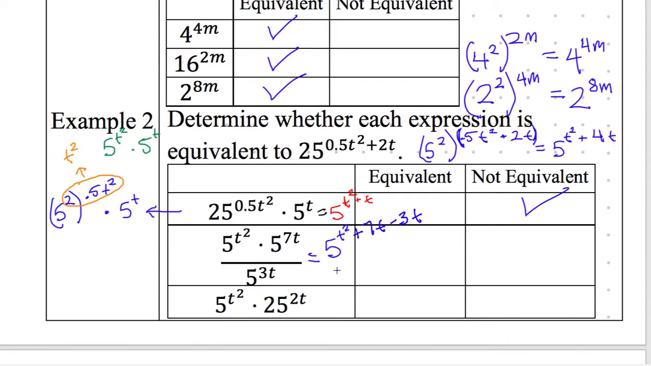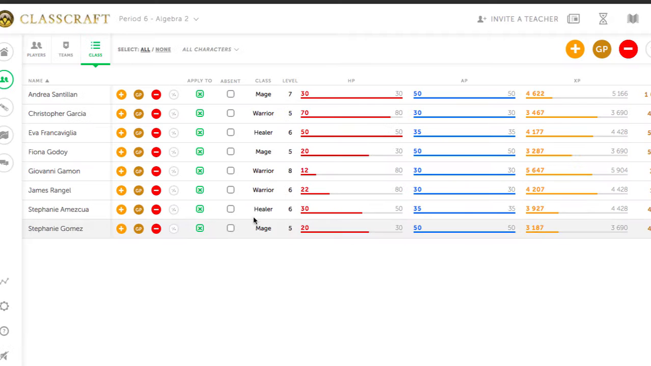And simplify. That's going to be 5 to the power of t squared plus 4t. Hey, check that out. Look at that form. These are equivalent.